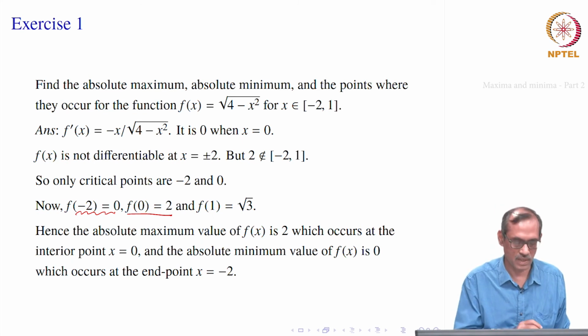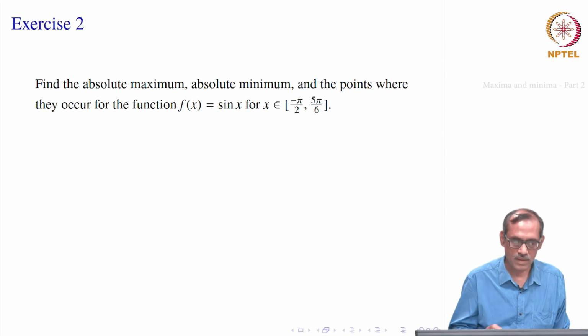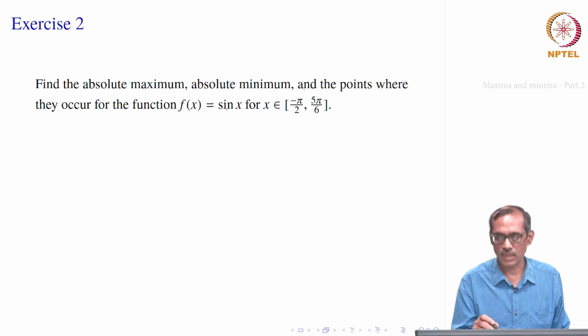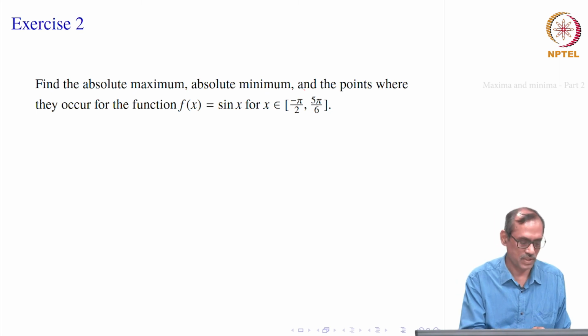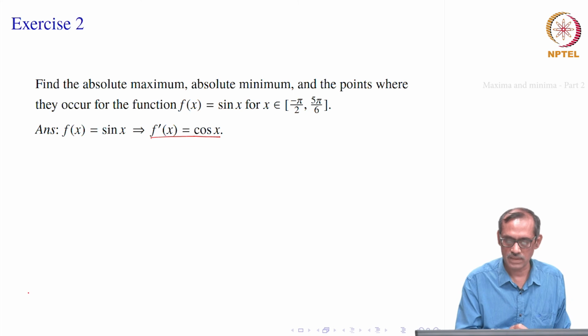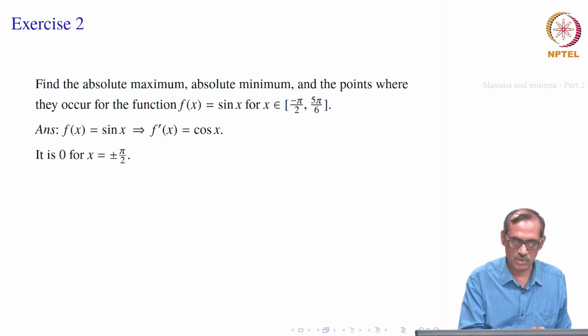So, it is fairly straightforward. So, maybe one more exercise. Find the absolute maximum, absolute minimum and the points where they occur for the function f of x equal to sin x, where x is in the closed interval minus pi by 2 to 5 pi by 6. Again we differentiate. So, we get f prime x equal to cosine x and we equate that to 0 to get the critical points. Of course, it is differentiable everywhere, so we do not have to worry in the interior.